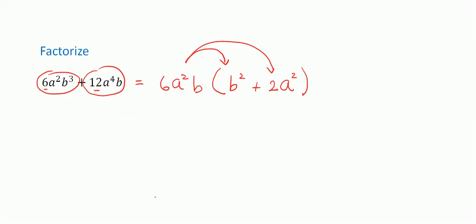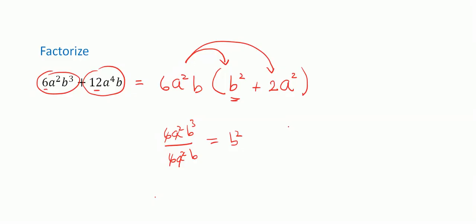Now, if you're having trouble figuring out what has to go in a bracket, like how I knew this was b squared, all you have to do is take, let's say, 6a squared b cubed over 6a squared b. This will give me 6 will cancel, the a squared will cancel, and b into b cubed will give me b squared. So that is how I got this term here.